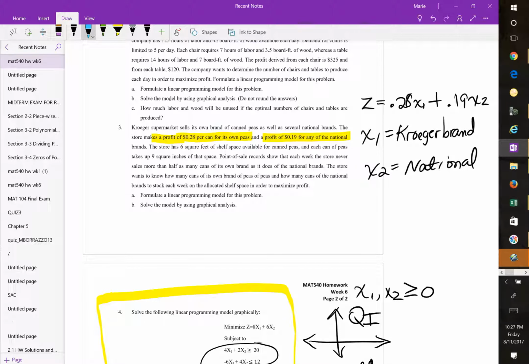The store has 6 square feet of shelf space available for the canned peas, and each can of peas takes up 9 square inches of that space. Okay, so you need to pay attention to the fact that this is in feet, this is in inches. So you need to convert either square feet to inches or the square inches to feet, okay? It would make more sense if you converted the 6 square feet to inches and then divide it, because that would tell you how many actual cans you can fit. Okay?